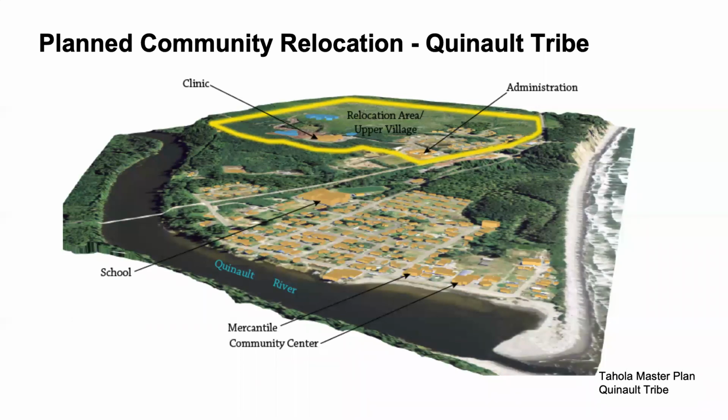For example, the Quinault tribe spent many years developing a comprehensive relocation plan for their entire community to address future anticipated flooding and other hazards to tribal governmental infrastructure. And this plan also designated locations up on higher ground for individuals to voluntarily relocate their personal homes to that higher ground.